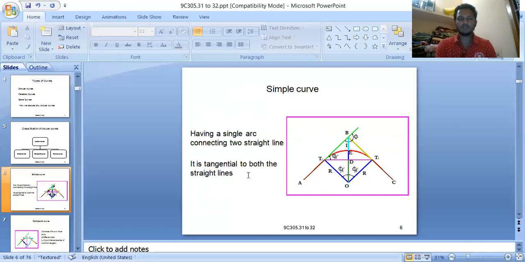It is tangential to both the straight lines. Now if we observe the diagram, the line AB is tangential to the curve at T1. Similarly, at T2, the line BC is tangential to the curve. So this is called a simple circular curve or simple curve.